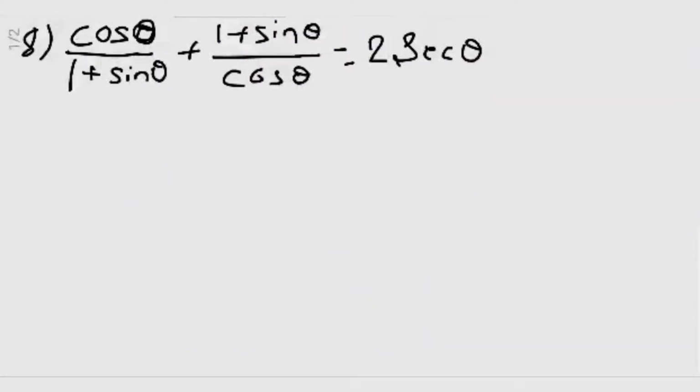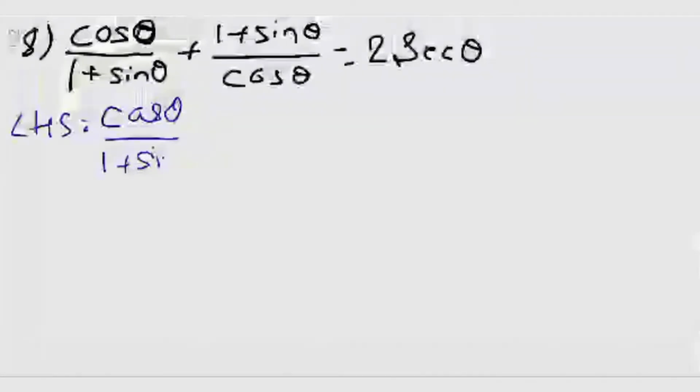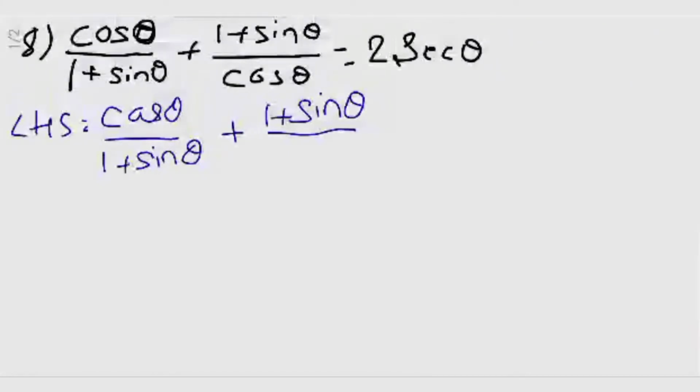So well students, the next problem is the 8th one. cos θ/(1 + sin θ) + (1 + sin θ)/cos θ is equal to 2 sec θ. First write down LHS. LHS is equal to cos θ divided by (1 + sin θ) plus (1 + sin θ) divided by cos θ. So using this LHS we want to prove RHS, that is 2 sec θ, right?